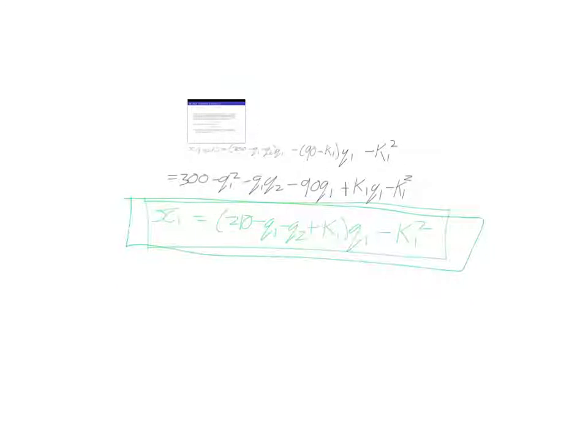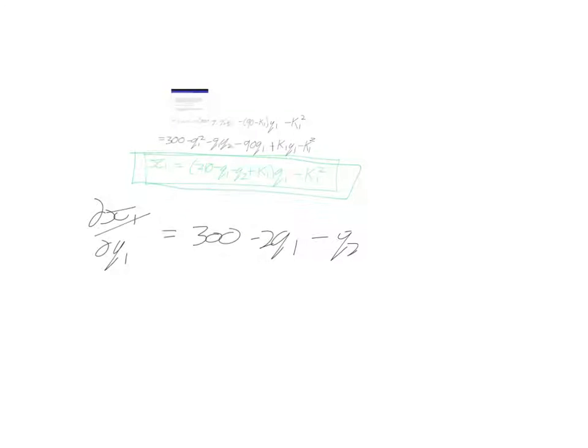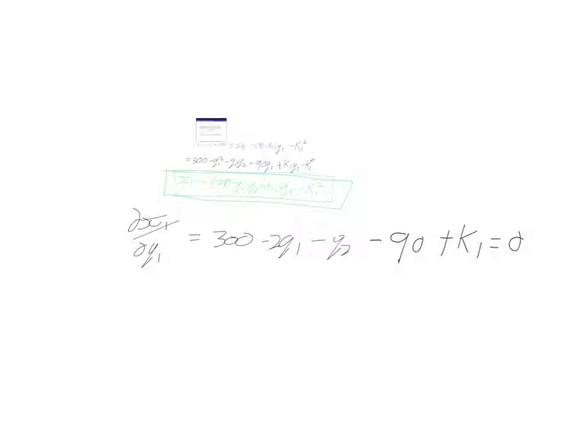Okay, so of course, we do our favorite thing. We take the first order condition. And what are we going to get? We're going to get 300. We're just working with this one again. Why? Because I've got it down this way, so let's not deviate. Minus 2Q1 minus Q2 minus 90 plus K1 equal to 0. It's equation 1.